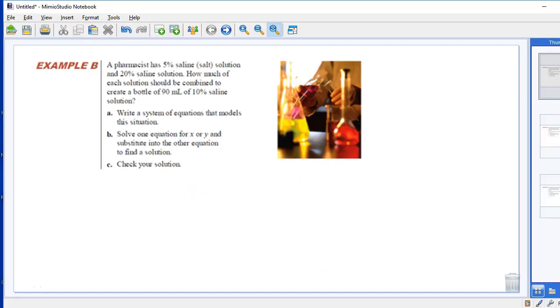Everybody, welcome to example B. This next question is an example of a mixture problem, and it's very common in algebra. So what we're going to do is read it, and then write a system of equations. We're going to solve that system, and then we're going to check our solution.